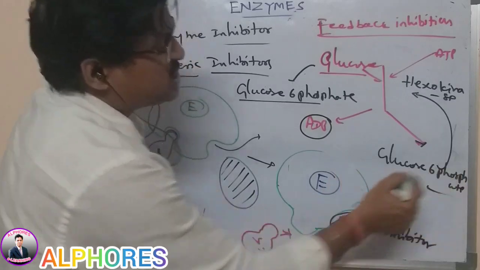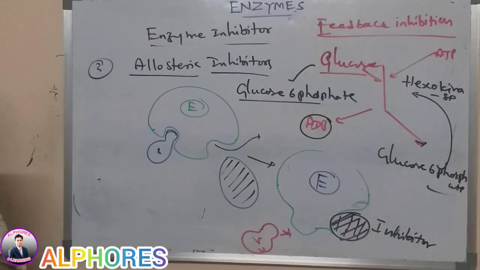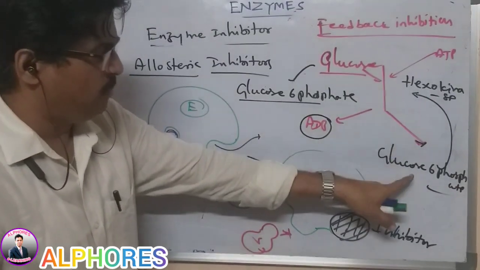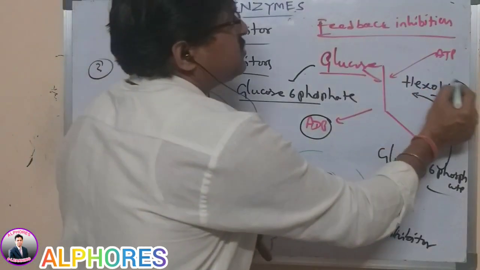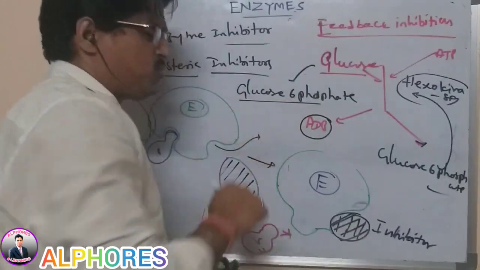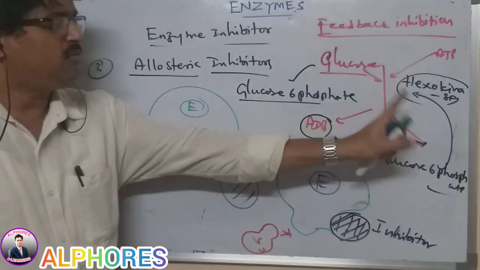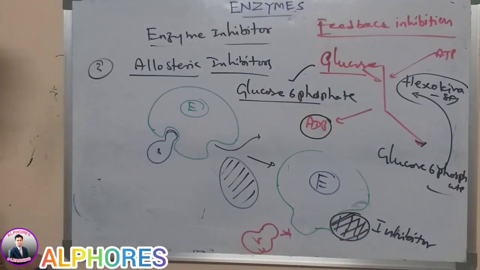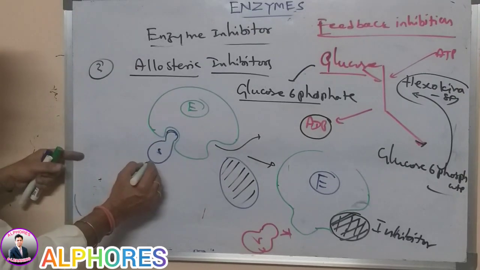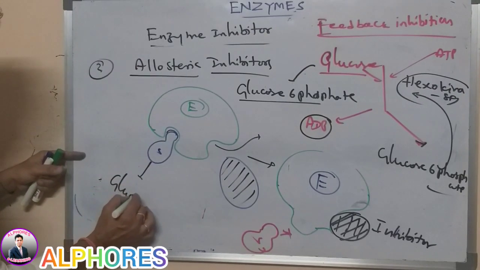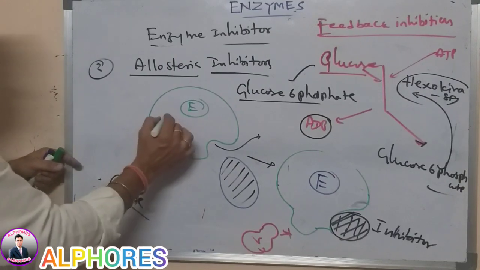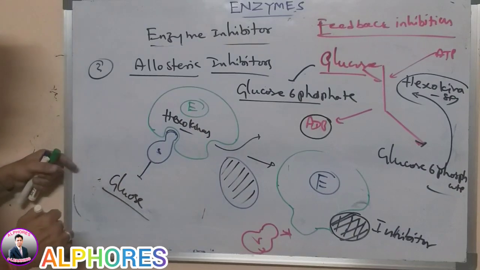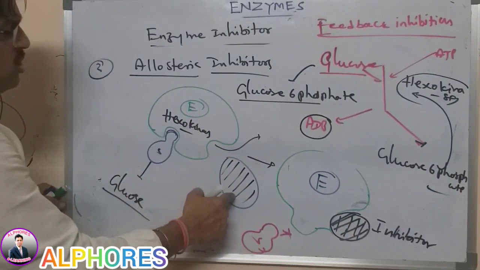But due to glucose 6-phosphate, what happens in this case? The glucose 6-phosphate which is formed here prevents the hexokinase from further converting glucose into glucose 6-phosphate. This is the product feedback, going back and stopping the function of the hexokinase. Similarly, just imagine this is a glucose molecule, this is the hexokinase enzyme, and this is glucose 6-phosphate.